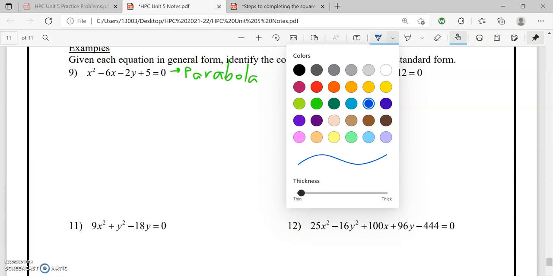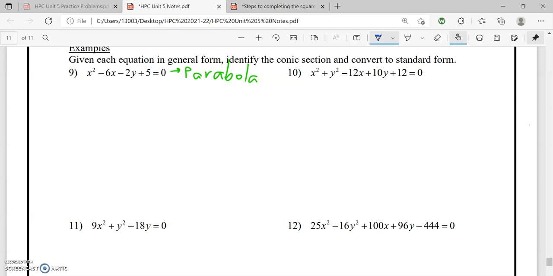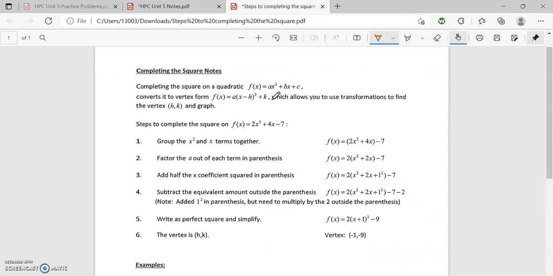So using blue and a little bit thinner pen, let's get started. So back to that step-by-step completing the square. Let me pull this back up. Maybe I'll refer back to this once in a while here. Step 1 is to group the x squared and x terms together. Then we'll factor out any coefficients in front of the x squared term. We will add half of the x term coefficient. We will subtract that same number outside the parentheses, and then we will rewrite that as a perfect square.